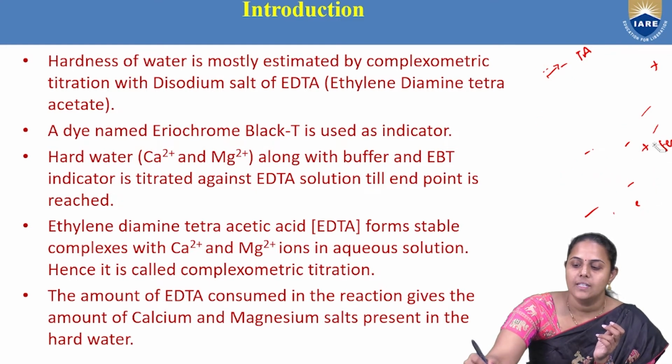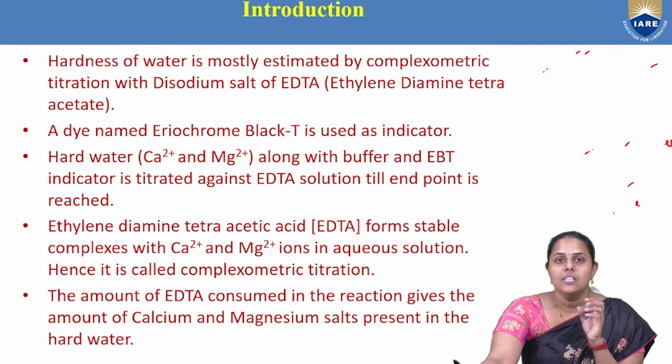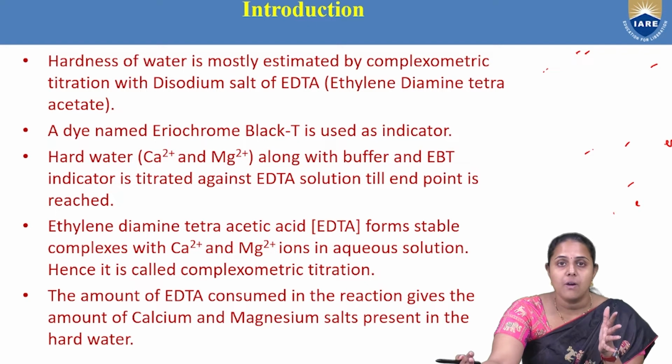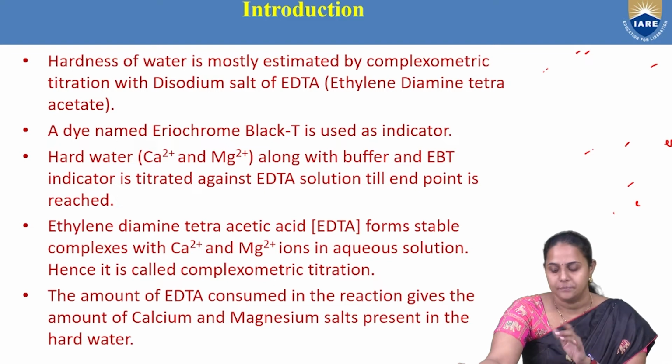When blue color is obtained, the volume of EDTA that is consumed is considered. The volume of EDTA consumed will be proportional to the amount of calcium and magnesium ions that are present in water. If calcium and magnesium ions are present in more quantities in water, then more volume of EDTA will be consumed. That is the main general principle that is followed here.